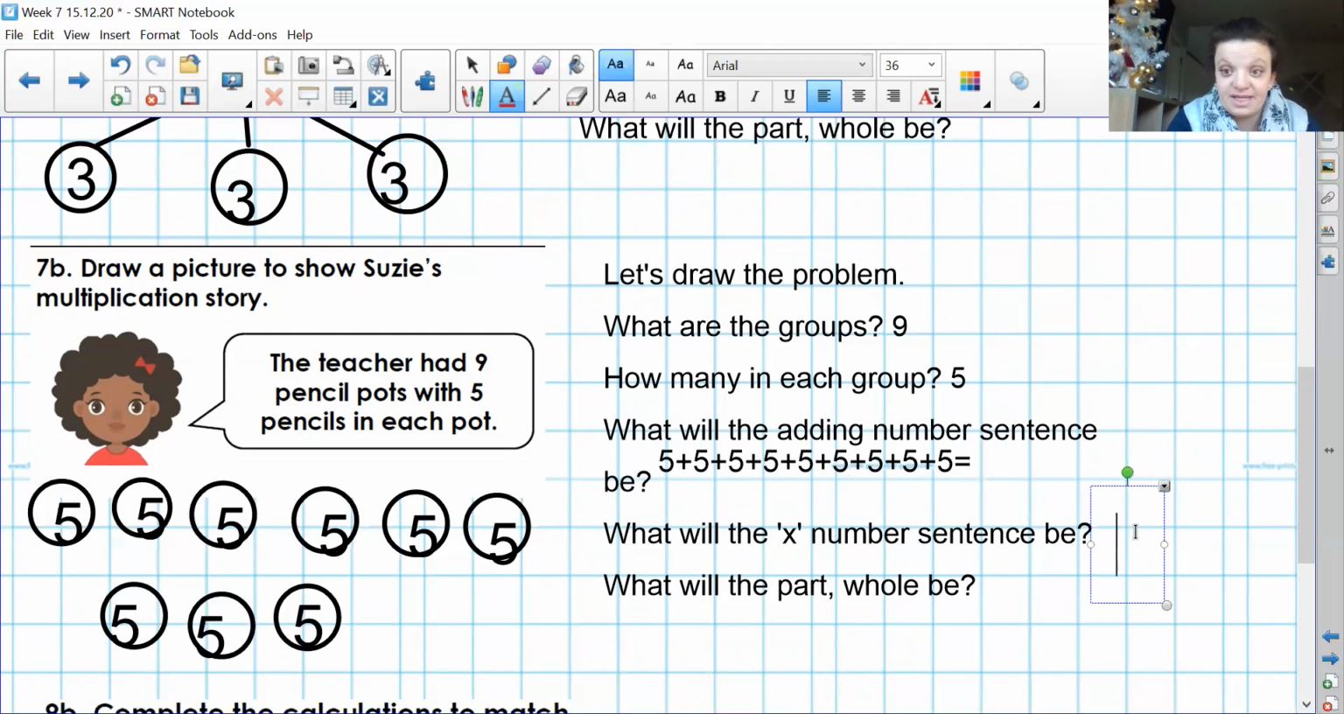And my times number sentence will be, well, I've got 9 lots of 5, 9 groups of 5. So if I take away that groups of, I can put a times instead. So I've got 9 times 5. And let's work out what our total will be. Well, we know how to count in 5, so let's all go together. Everyone with me. 5, 10, 15, 20, 25, 30, 35, 40, 45. So my answer is 45.